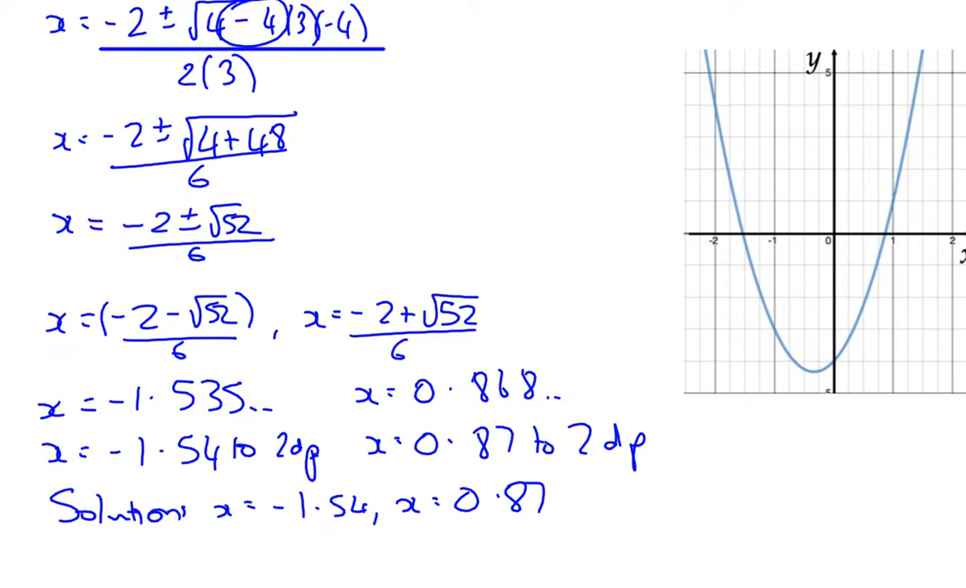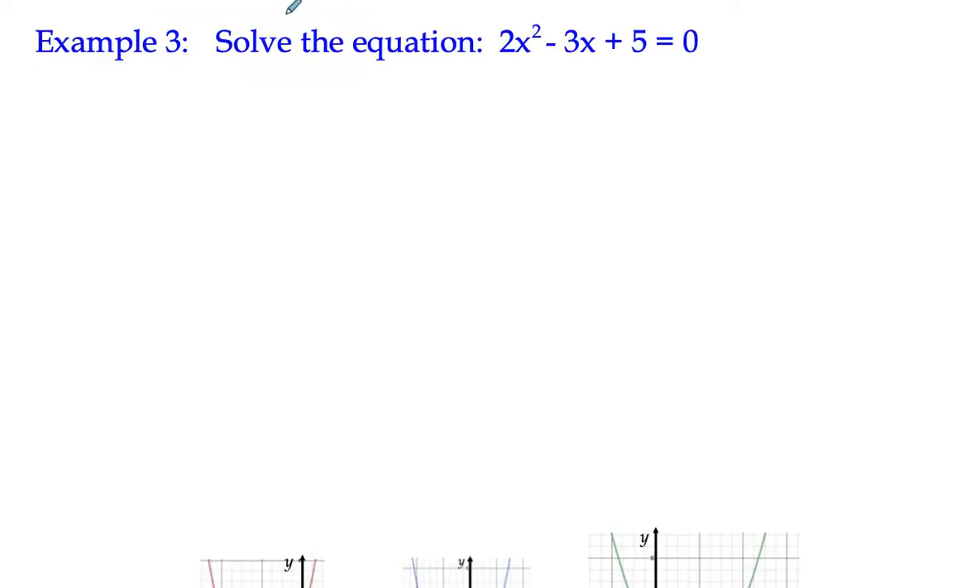Good. And one last one I want to throw in here. Solve the equation 2x squared minus 3x plus 5 equals 0. So we're saying here that a is 2. I haven't got a graph, you'll notice, because there's a particular reason for that. And we've got values for a, b and c. So let's write out the quadratic formula.